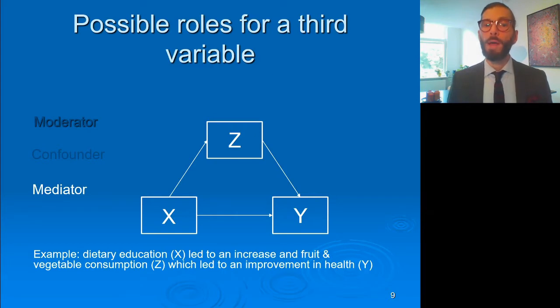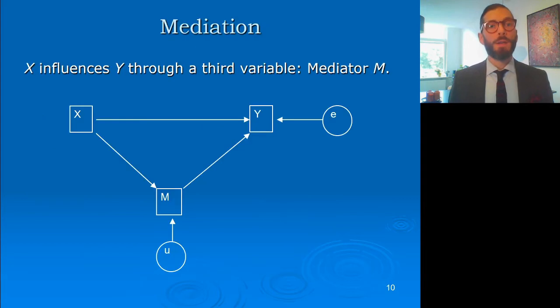For example, if we educate people about healthy diet, then they might increase their fruit and vegetable consumption, which in turn leads to an improvement in health. So here, the change in fruit and veg consumption is the process by which X leads to a change in Y. So this is a box diagram of a mediation model.